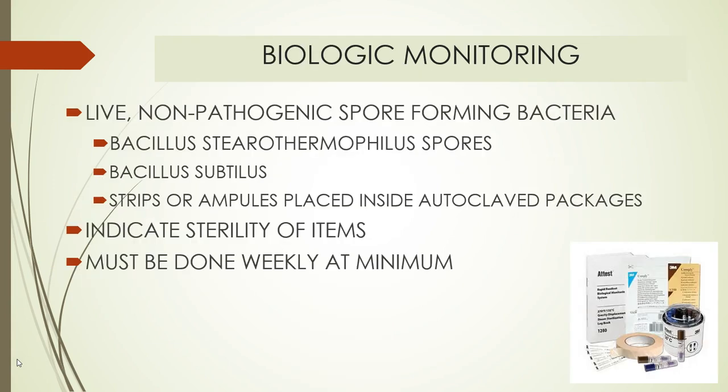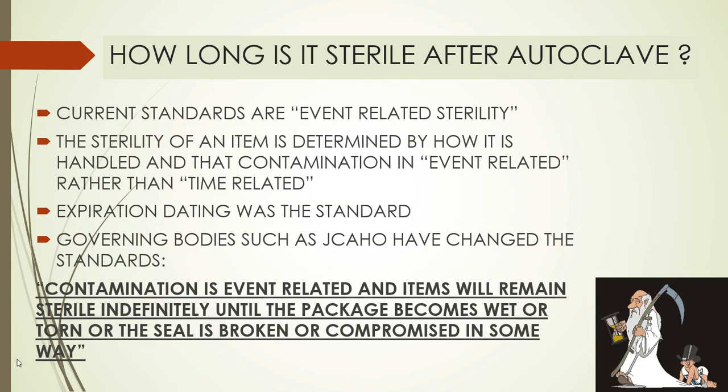Probably the best monitors are biologic monitors, and these again are non-disease causing spore-forming bacteria. There are several genus and species that are utilized, and these indicate that indeed the autoclave has successfully killed the spore-forming organisms, which means that it's likely that everything in the autoclave that was biologic was killed. This is a form of testing the autoclave when biologic monitoring is done. It should be typically done on a monthly basis.